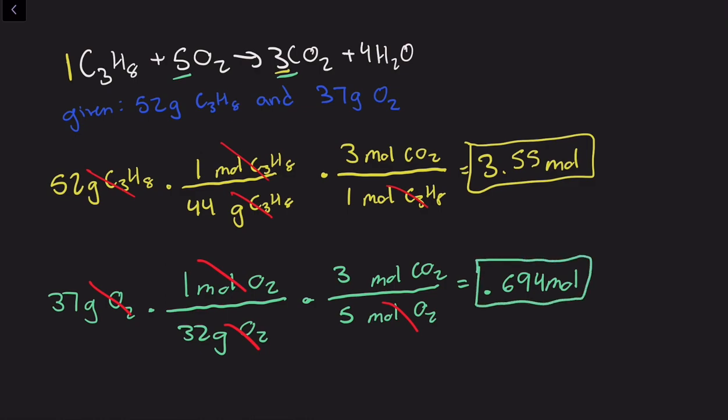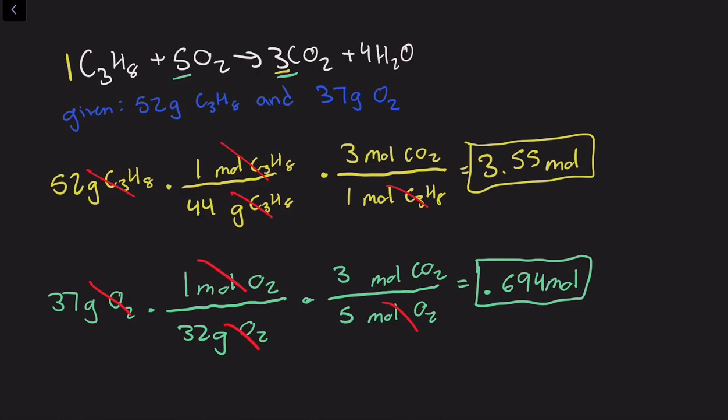So to recap this, if we're given 52 grams of our C3H8 and 37 grams of O2, theoretically we can make 3.55 moles with just our C3H8, but our oxygen here is going to be our limiting reactant, because after 0.694 moles of product, we're going to run out of oxygen to use and the reaction can't continue. So taking this into account, how much of our C3H8 will we have left over after this reaction?